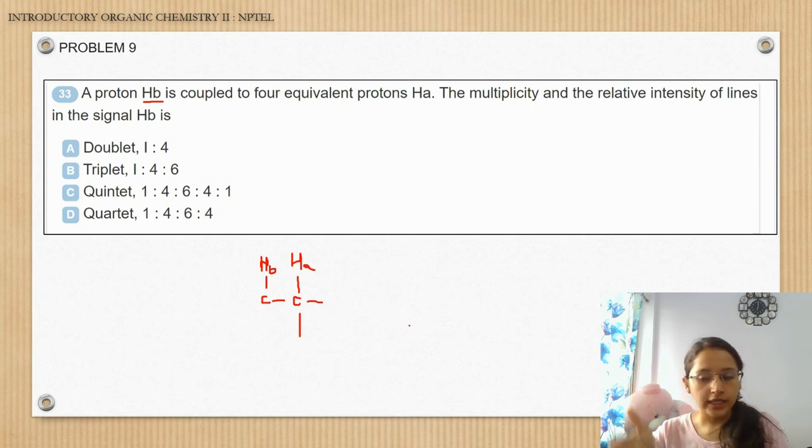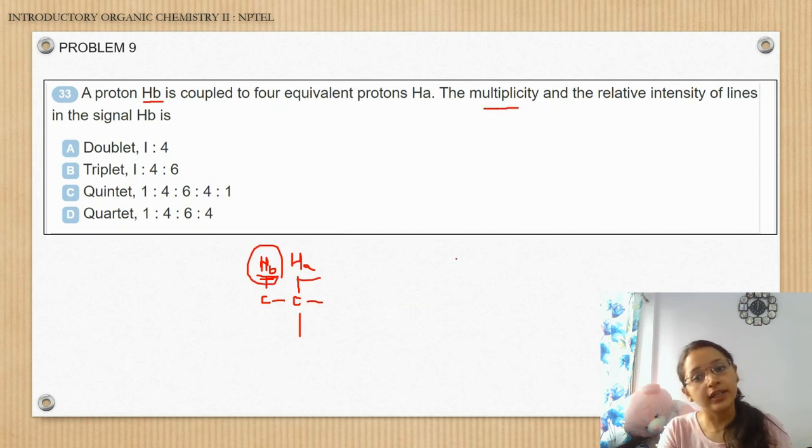So if Ha has four protons, and Hb is getting coupled with this Ha, then what is the multiplicity? Again the n plus 1 rule comes to mind, and you can surely say that the four equivalent protons give the third option, the quintet. Because when we apply the n plus 1 rule, n would be 4, and 4 plus 1 is 5.